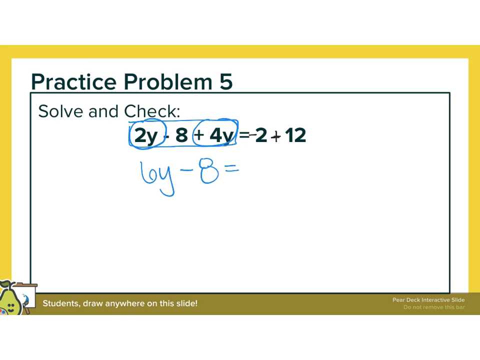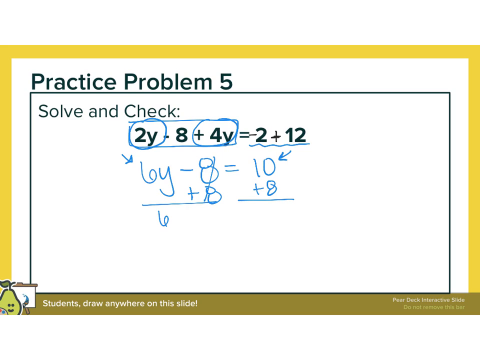We also have like terms over here. They're both constants. It's a negative and a positive, so subtract to get 10. There's more positives, so it's positive 10. Now, variables are on the left, so I need all constants to be over here on the right. This minus 8 has to go, so I do the opposite on both sides.